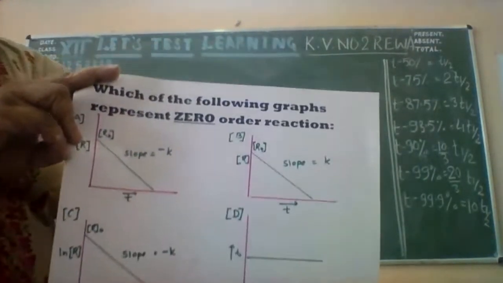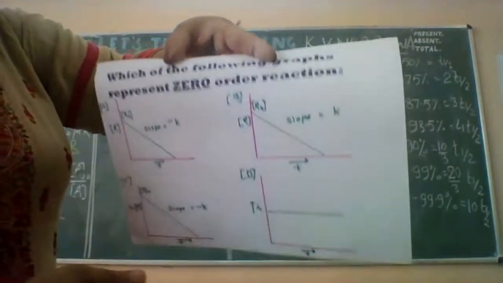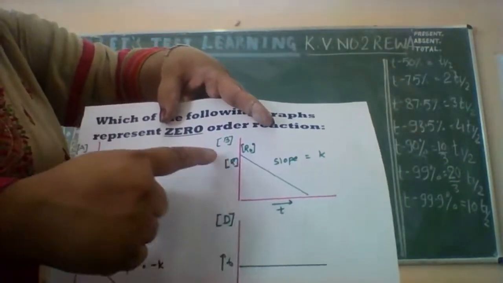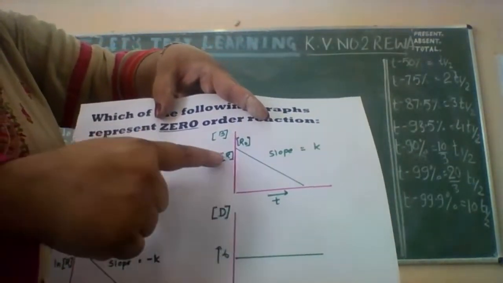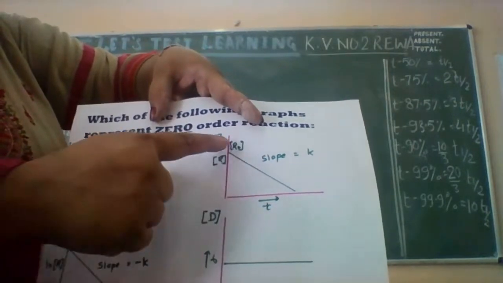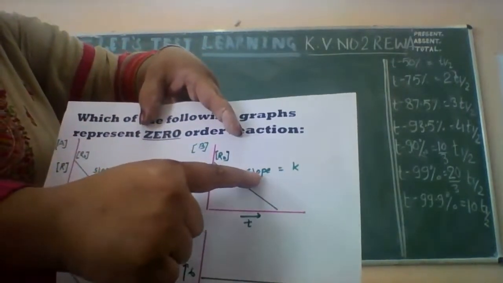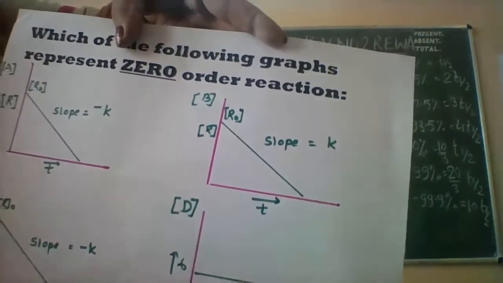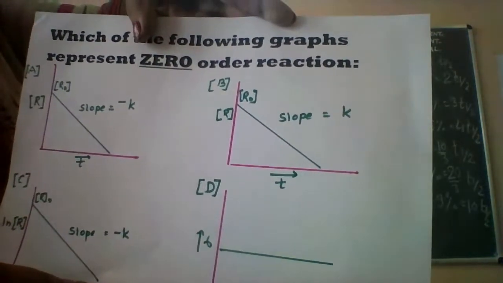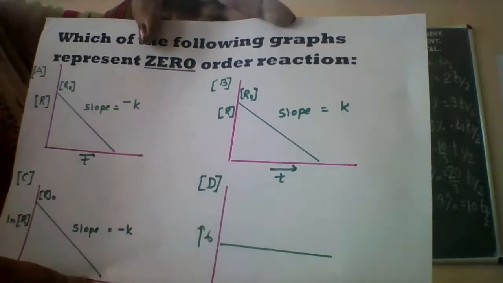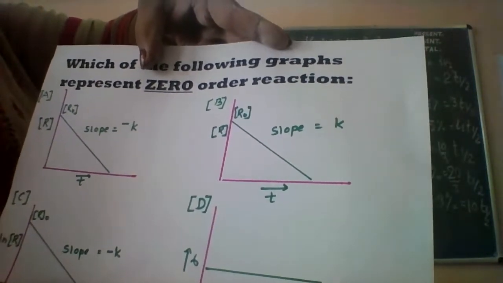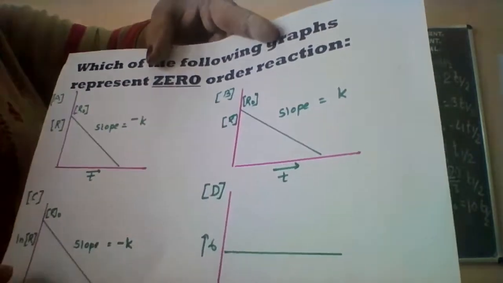Now you don't need to waste much time here. What you can see here, what is the difference in A and B? The difference is here: slope is equal to k. And you have seen in the equation that slope is equal to minus k. Otherwise, how do we write? k is equal to minus slope. So this is the wrong one.